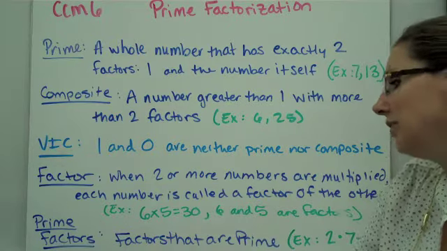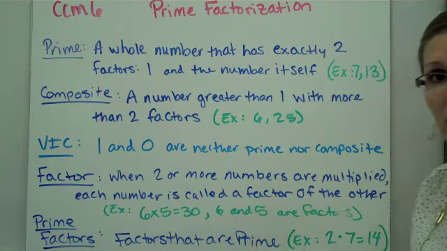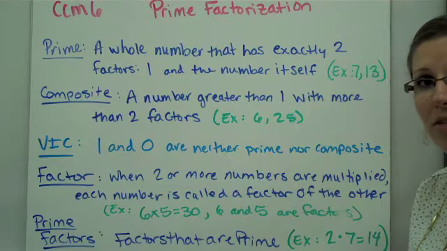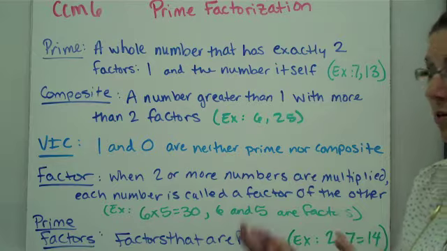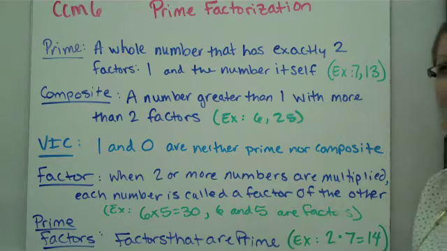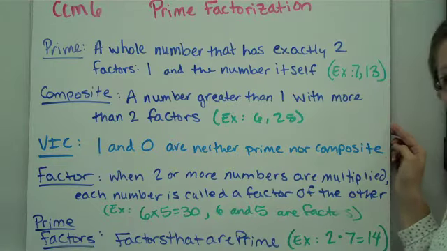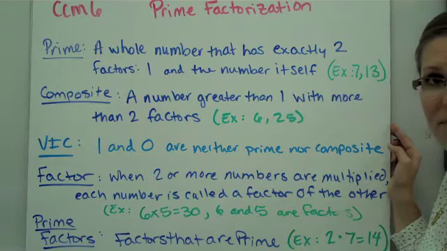Prime factors are just factors that are prime. For example, 2 times 7 equals 14, so the 2 and the 7 are prime numbers, and they are the factors of 14, so they are the prime factors. Take a second and copy this down. If you need to, just pause the video, and then push play when you're ready.